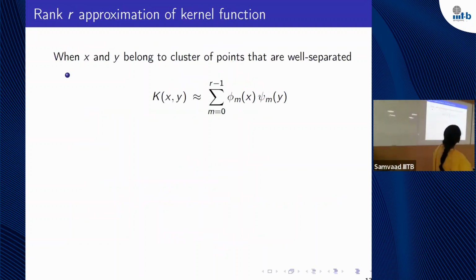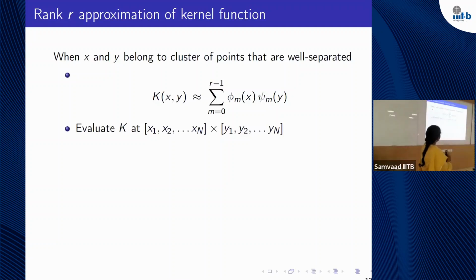So the summary till now is, when x and y are well separated, or when x and y belong to clusters that are very well separated, then this kernel function takes a separable representation. If you see, the variables got separated into two functions. So this is called a separable representation in r terms.